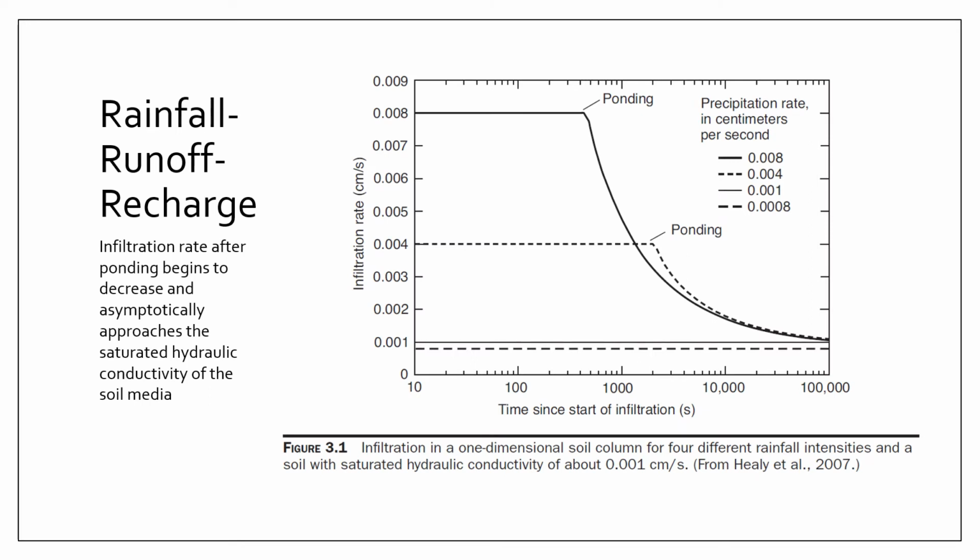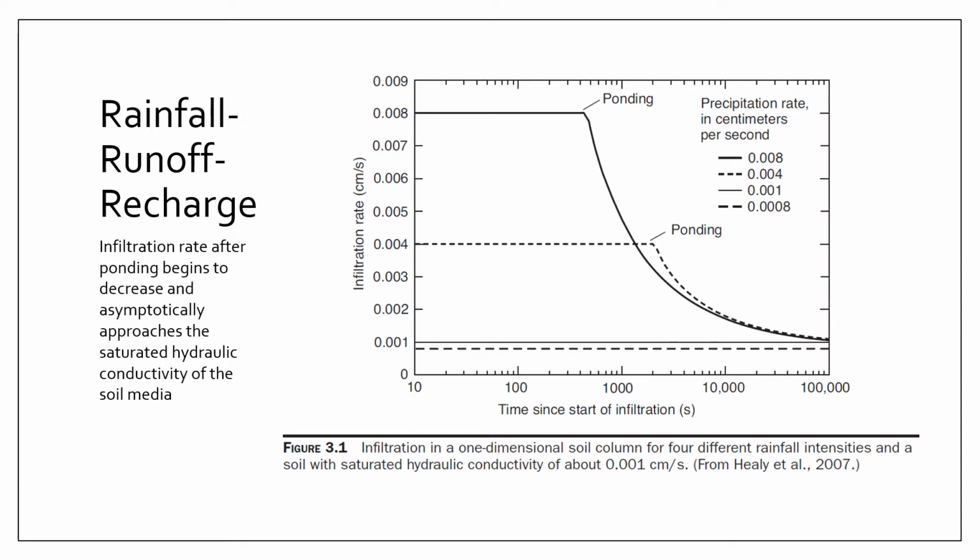Okay. Now, this is a chart that shows the relationship between your infiltration and the time, okay, from the start of your infiltration. Your y-axis is showing the infiltration rate, so higher is more infiltration, and then your x-axis is the time elapsed, and this is on a logarithmic scale.